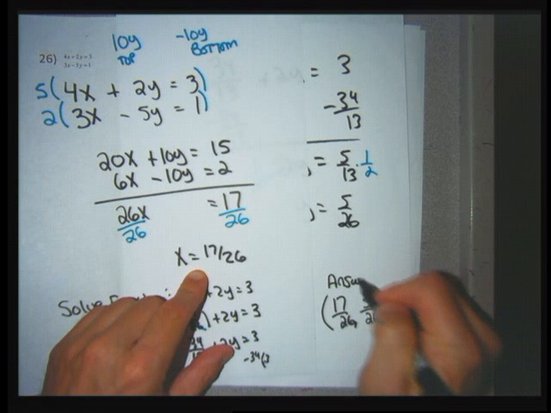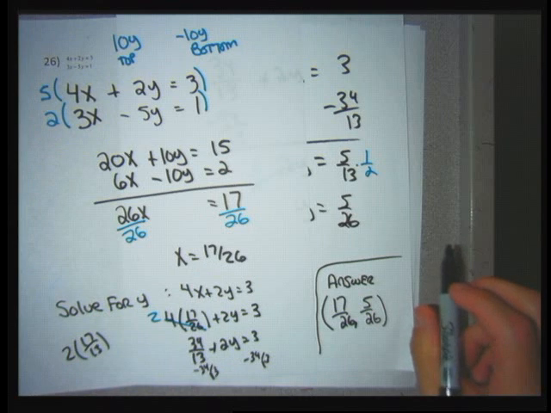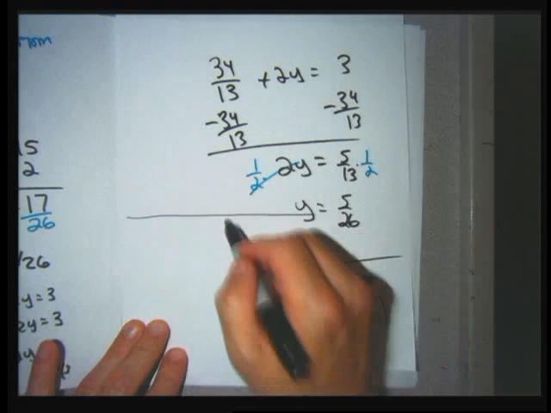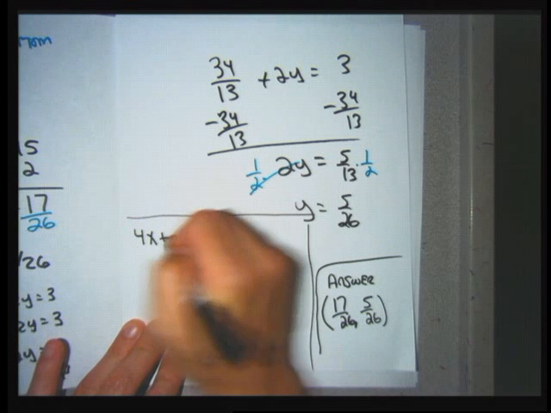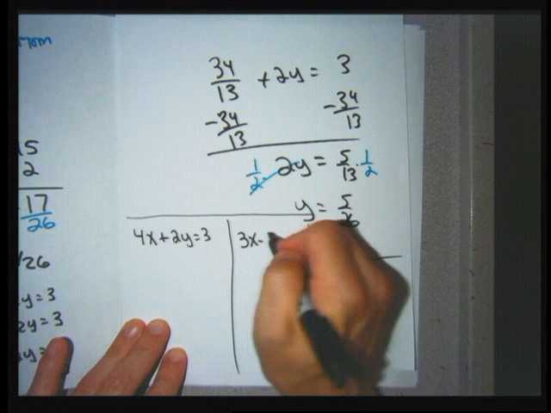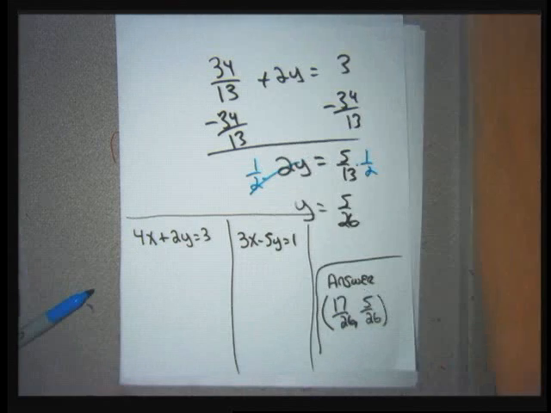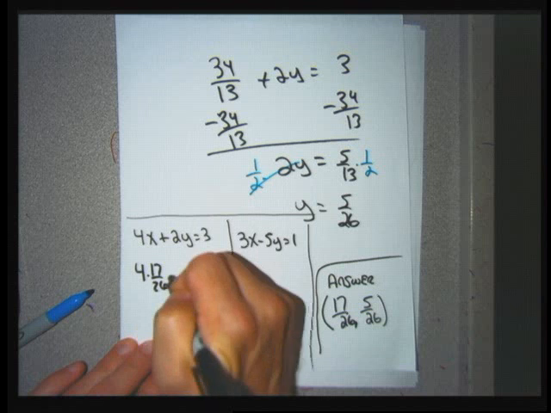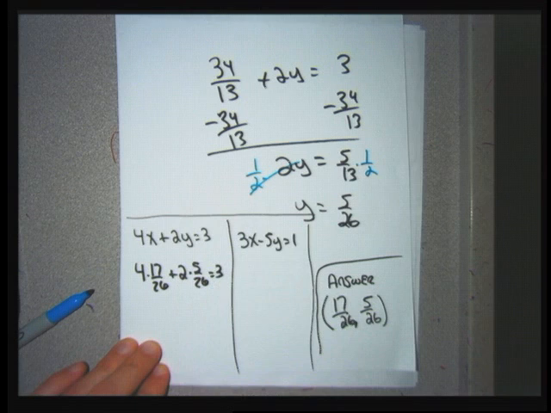Especially when you get fractions, you should check, because not many of my problems will have fraction answers. It surprises me to get that. So I should check, and I have room to check here, and I'm going to use all of my calculator power to check. So the two equations that I had at the beginning were 4x plus 2y equals 3 and 3x minus 5y equals 1. For my answer to be correct, I should be able to go 4 times 17 over 26 plus 2 times 5 over 26, and that should be 3.